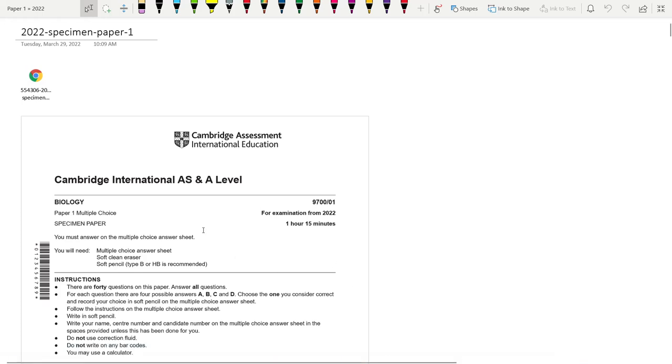Hi guys, we're doing Specimen paper 2022, paper 1 for biology, 9700 variant 01.